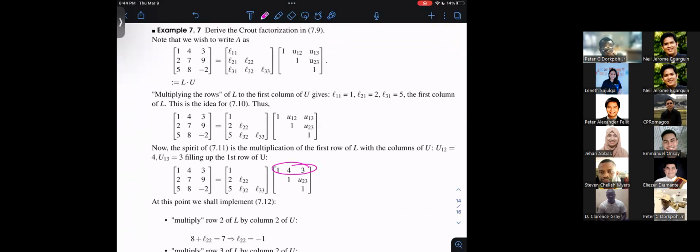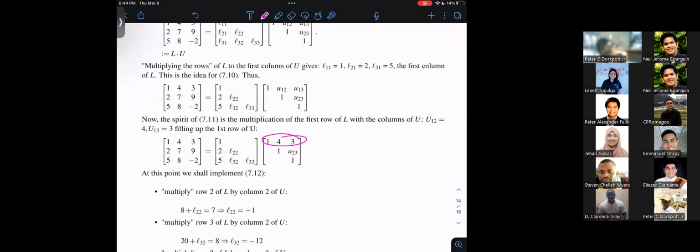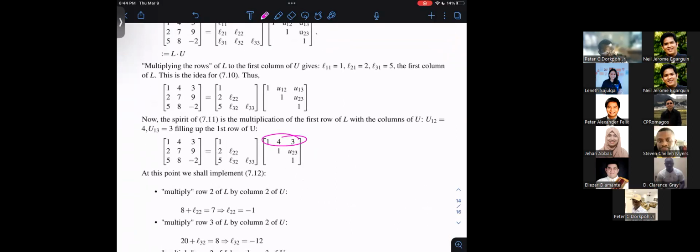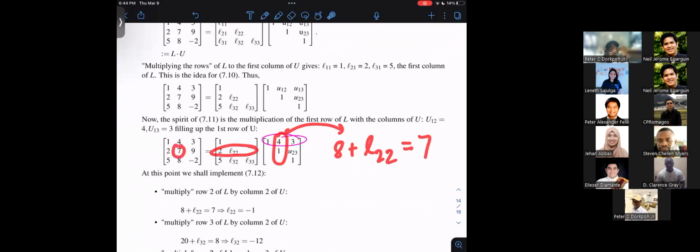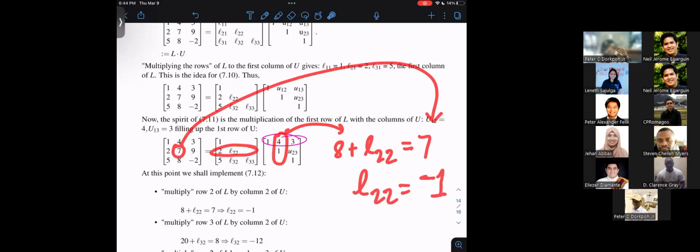Okay. And then to get the entries of the second column, I'll proceed by multiplying this guy by this guy. I'll get the product 8 plus L22, and that will be equal to the second row, second column. So this should be equal to 7, right? So 7 there. So L22 will be equal to -1 over there, right? So we'll be able to find L22.